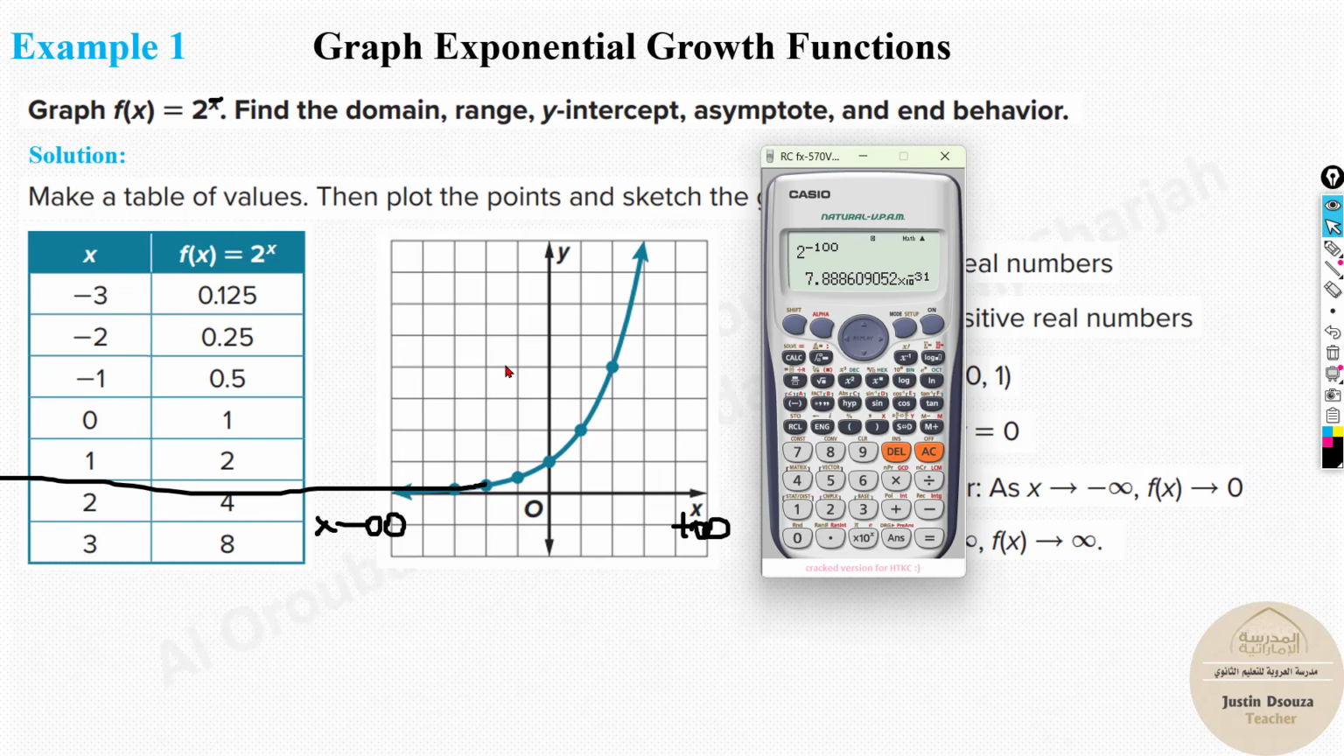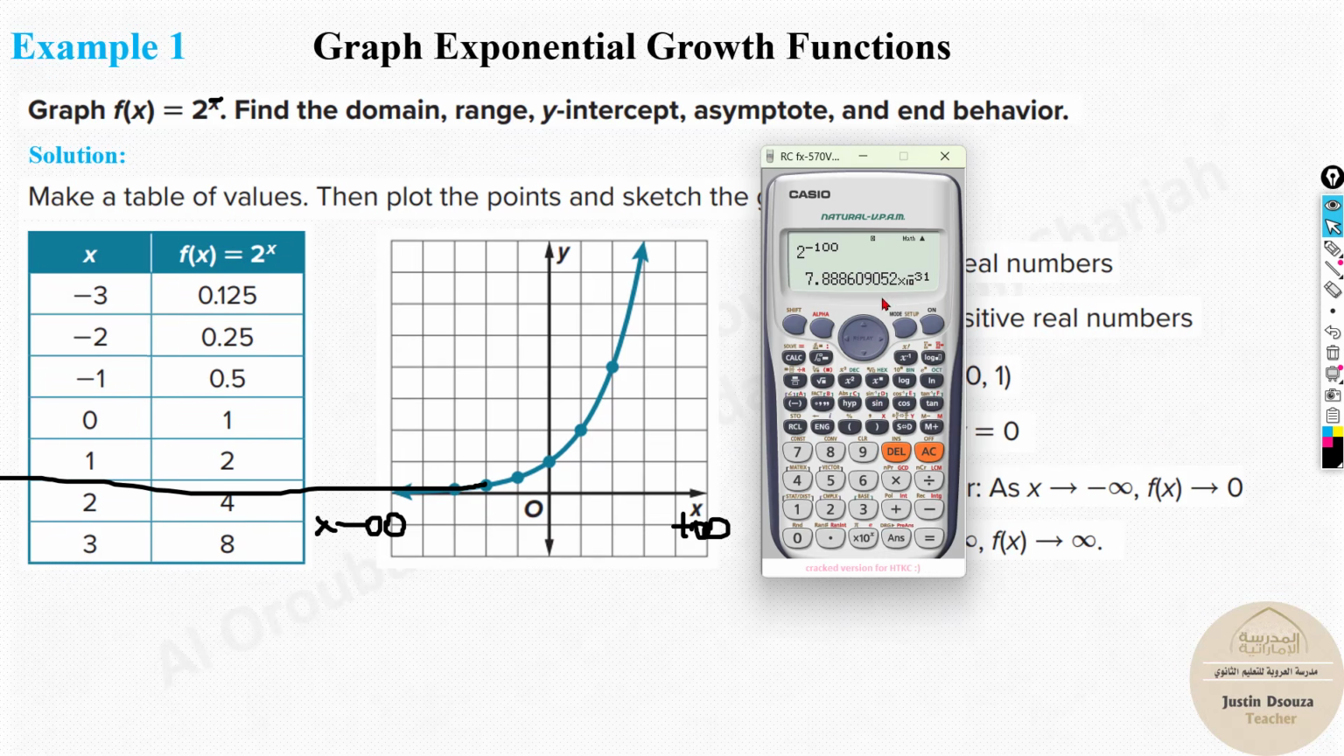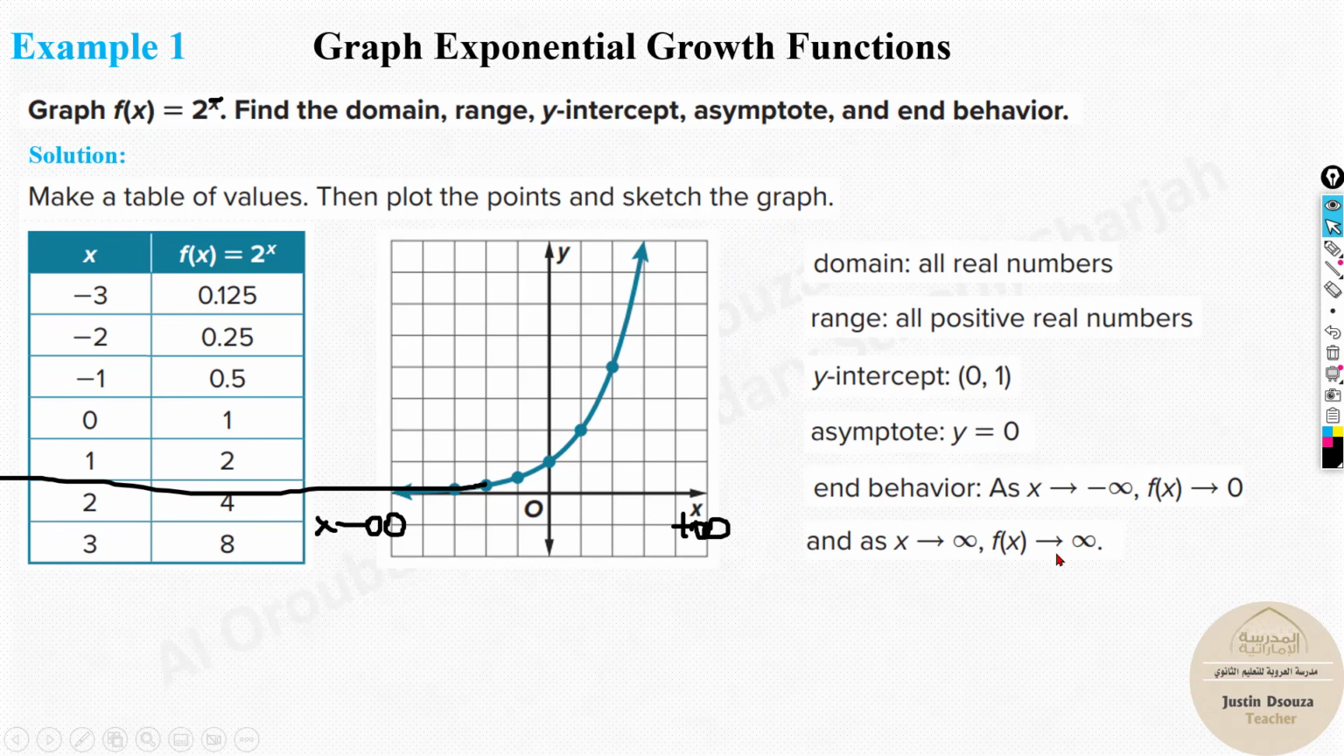And now look at what happens when x is at positive infinity. Here you can see it is going towards positive infinity itself, because if you increase x, say 2 to the power 100, it will be a huge number, a 31-digit number. So it's going towards infinity, so we write infinity.